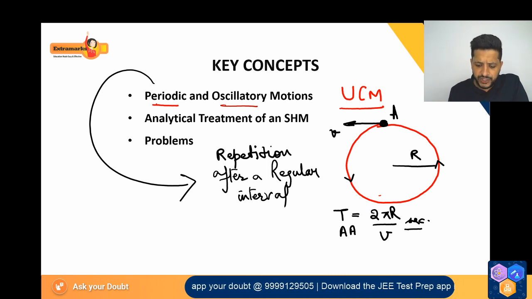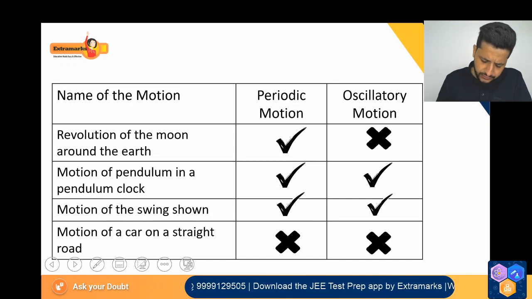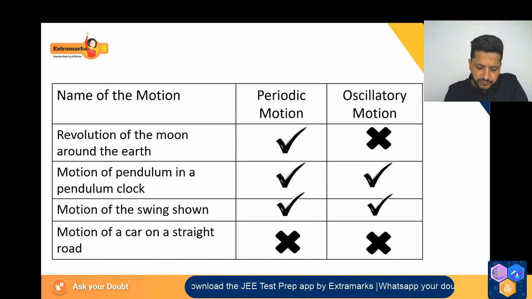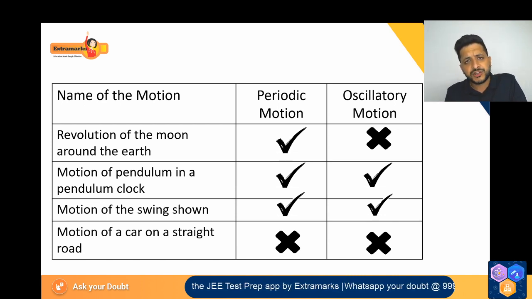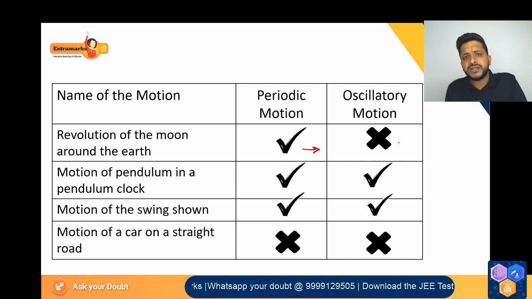So to and fro we know, for example, if I take you through these lists of motions, the first one, revolution of the moon around the sun. It is a circular motion, so after every fixed interval of time, the moon comes back to a particular point. So it is periodic motion. But is it oscillatory? No. Why is it not oscillatory? Because this motion is not to and fro. It is not a back and forth motion, right?